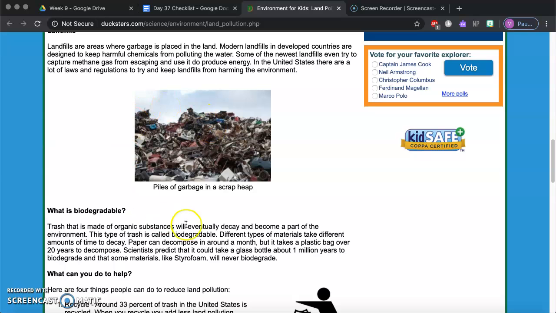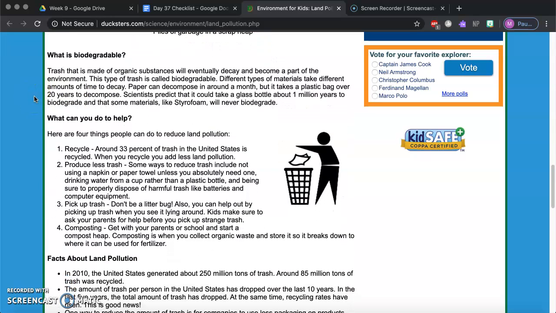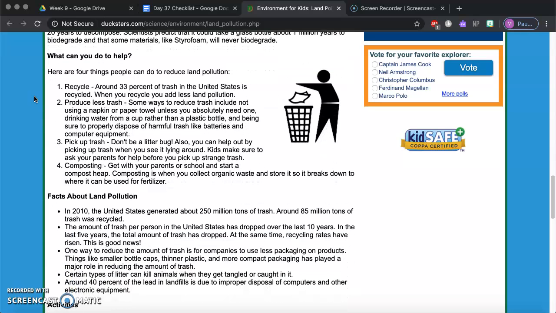This shows piles of garbage in a scrap heap. What is biodegradable? Trash that's made of organic substances will eventually decay and become part of the environment. This type of trash is called biodegradable. Different types of materials take different amounts of time to decay. Paper can decompose in about a month, but it takes a plastic bag over 20 years to decompose. Scientists predict that it could take a glass bottle about 1 million years to biodegrade, and that some materials like styrofoam will never biodegrade.